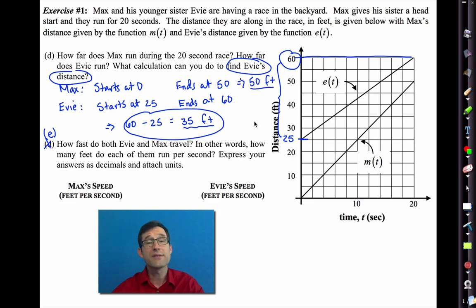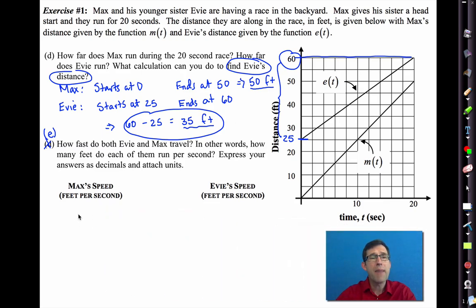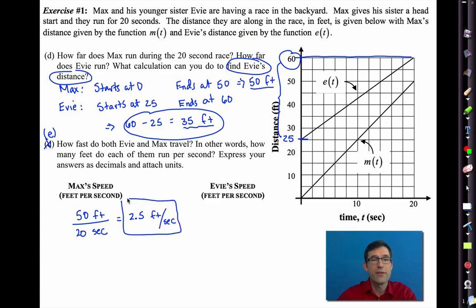All right, well, let's go through it. Now, just a real world example that's very simple. If I told you I had traveled 100 miles in 2 hours, then my speed would be 100 divided by 2, or 50 miles per hour. Max traveled 50 feet in 20 seconds, so he traveled, if you do that division, 2.5 feet per second. Right? Every second that goes by, he travels 2.5 feet.